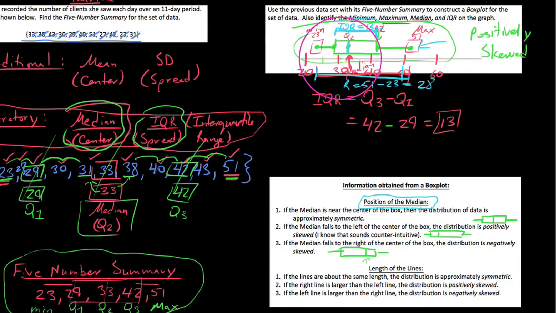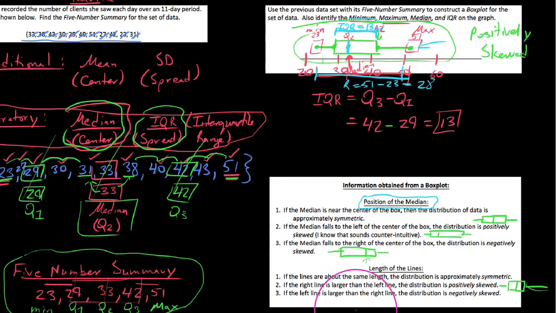The length of the lines, however, does play a big part in this. So this is interesting. The lines kind of follow what you would think they would follow. If the lines are about the same length, it's approximately symmetric. If the right line is larger than the left line, the distribution is positively skewed. So if you have a situation like this, maybe your median's in the middle here, but you have a long right line, we'd say this is positively skewed because it has a long line on the right.